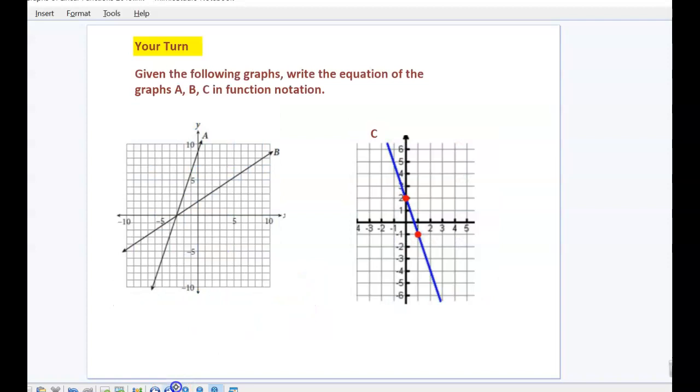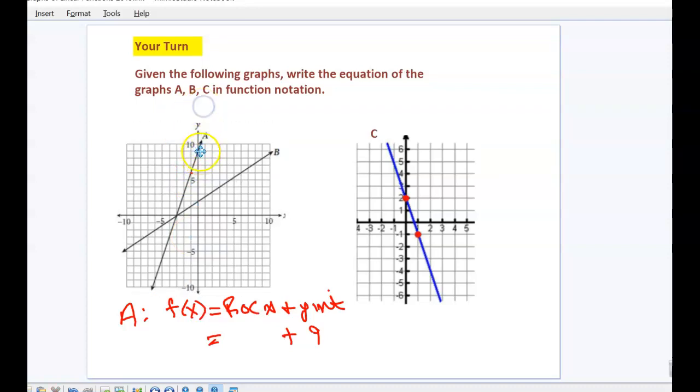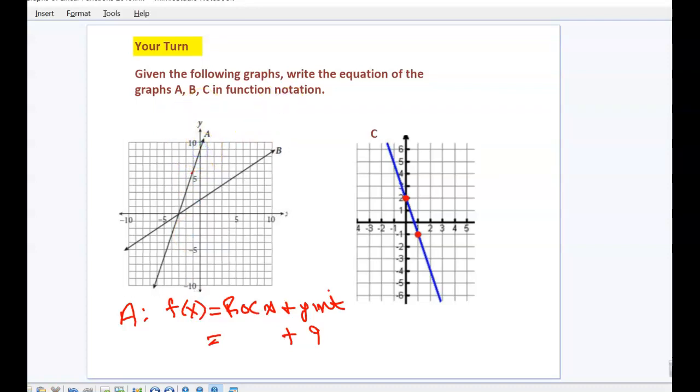All right, given the following graphs, write the equation of the graphs A, B, and C in function notation. Okay, so let's start with graph A. So function notation is going to be f of x is equal to rate of change x plus the y-intercept. So my y-intercept in the first graph is plus 9. And my rate of change, if I go from this point to this point, I'm going over 1 and up 1, 2, 3.